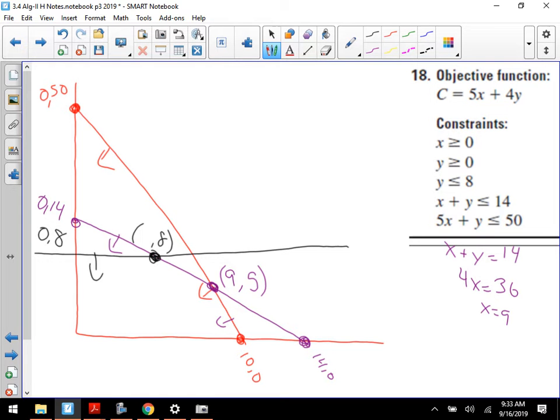Yeah, because it ran into the x plus y line. X plus y is 14. Well, if y is 8, what's x? 6. Yeah.